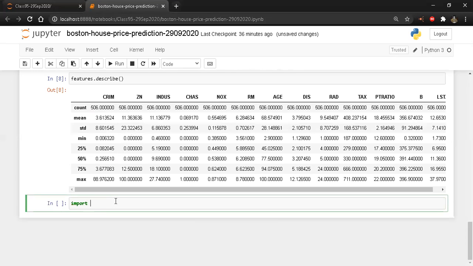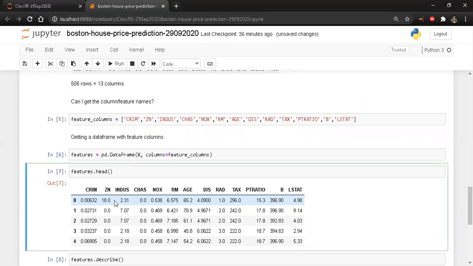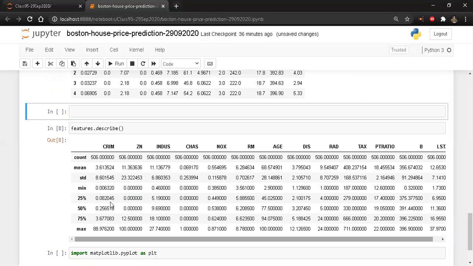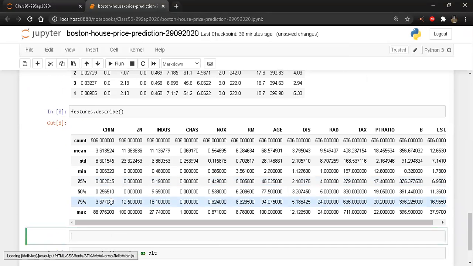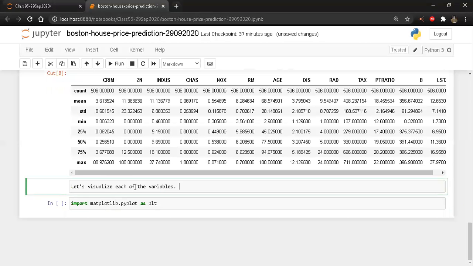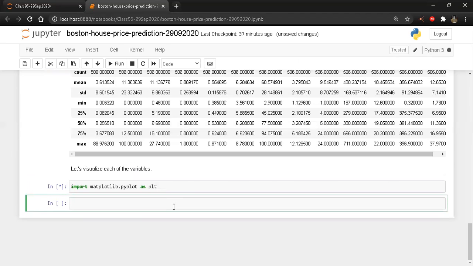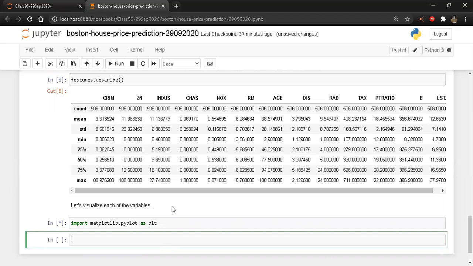So what we are going to do is import matplotlib.pyplot as plt. Before we do that, let's go back to our previous cell and add a new cell, and say let's visualize each of the variables. There is a very easy way in which I can do a pair plot, but I don't want to do a pair plot. It's simply going to complicate things. Let me just go ahead individually. I've just imported the library. Let's wait for 1 minute, and then it will be easier for me to see what kind of distribution I have.